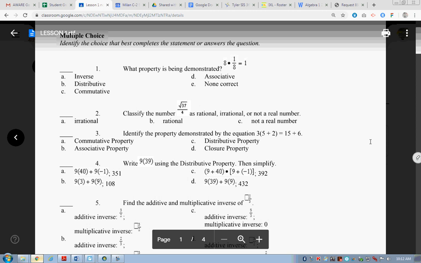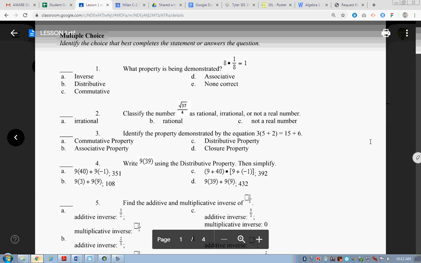But the other thing that you want to see is that the numbers in parentheses need to add up to 39. 40 plus negative 1 equals 39. We could have done that a number of different ways, though. You could have done 9 times 41 plus 9 times negative 2, right? And keep doing that, and you should always wind up with 351.